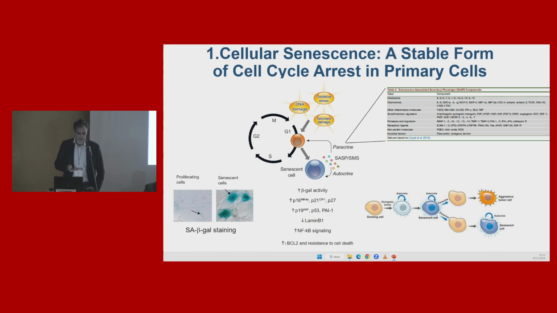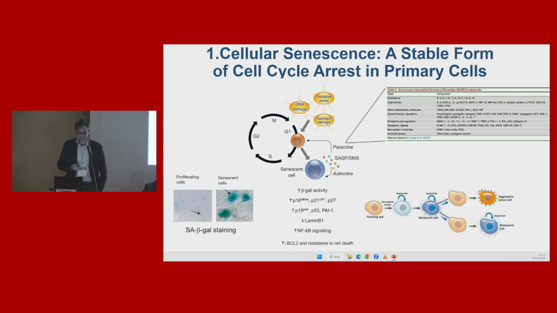The first driver is cellular senescence. Cellular senescence is a stable cell cycle arrest which occurs in all the cells of our tissue during aging. However, it can also occur in cancer cells upon different types of stress and chemotherapy, radiotherapy, or targeted therapy. These senescent cells in the tumor are characterized by positivity to SA beta-galactosidase staining and by different hallmarks. For instance, the cells do not die, so they're very difficult to kill.